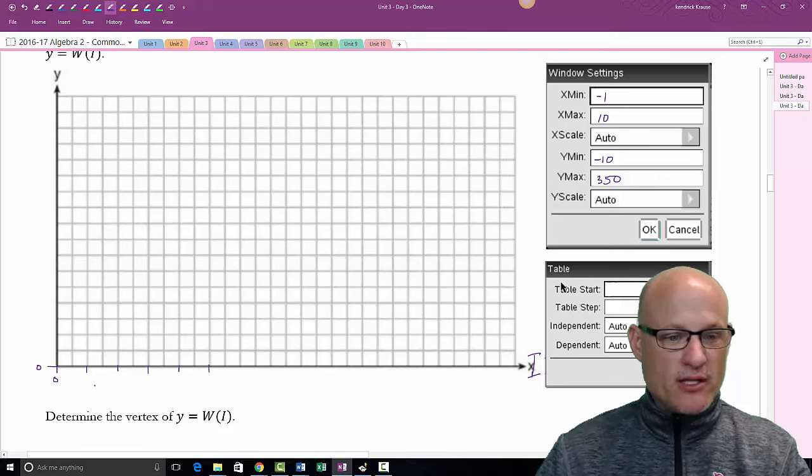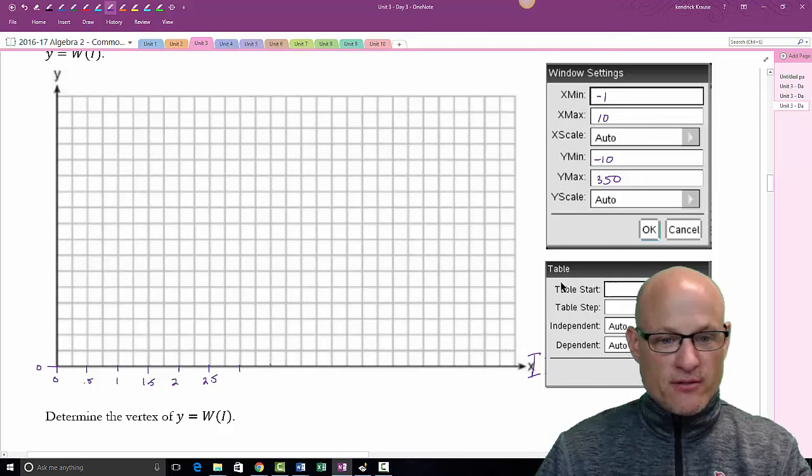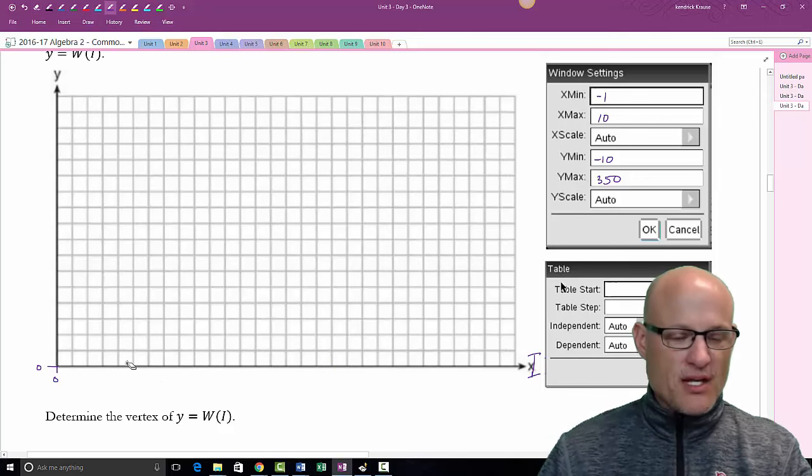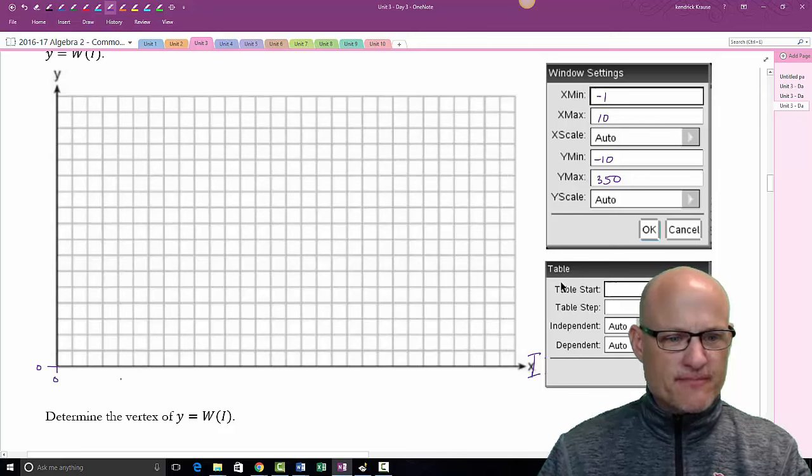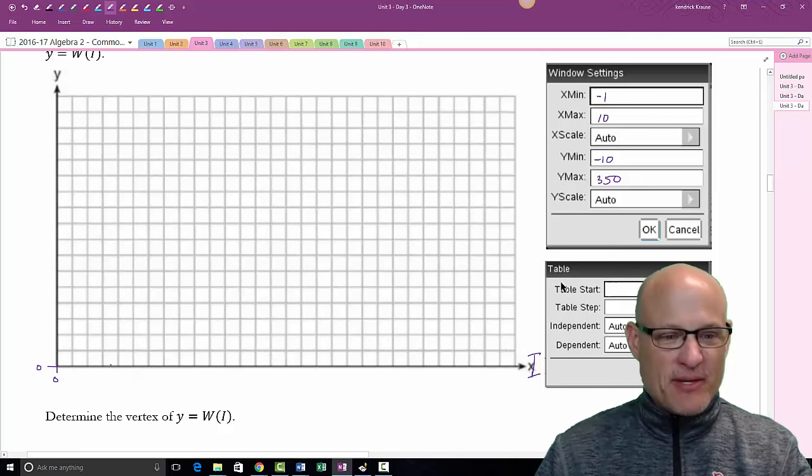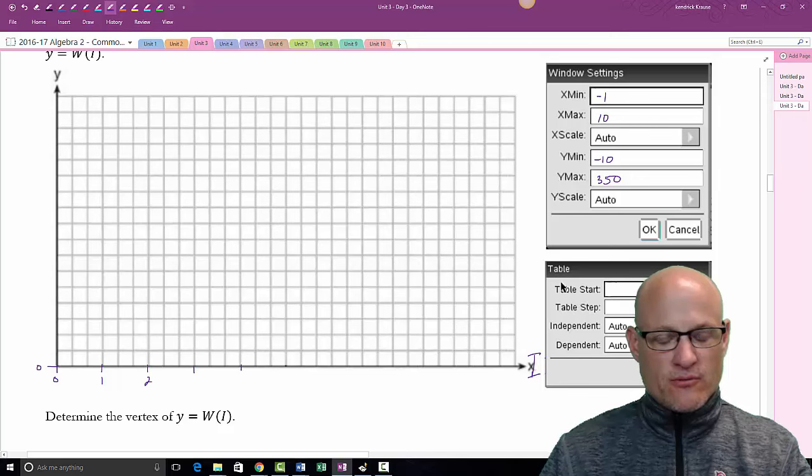Let's make every 0.5: 0.5, 1, 1.5, 2, 2.5, 3, 3.5, 4, nope, not going to get there, can't do that. All right, I got to get to 10, so let's make every 1: 1, 2, 3, 4, 5, 6, 7, 8, 9, 10.